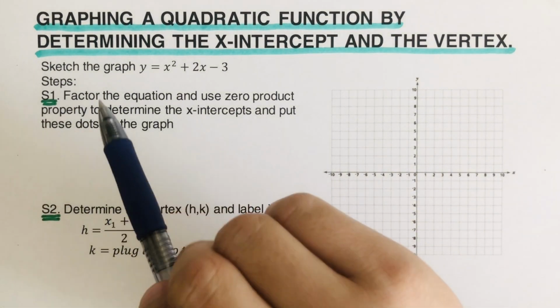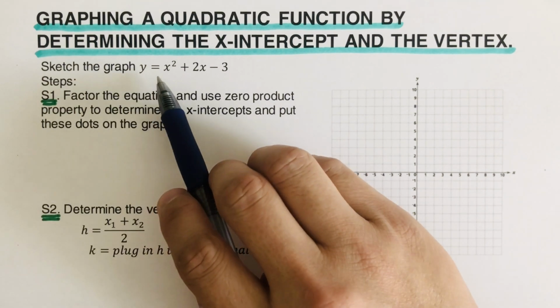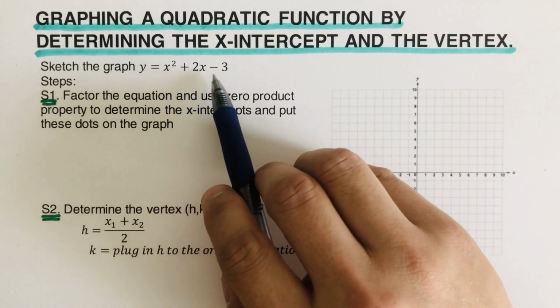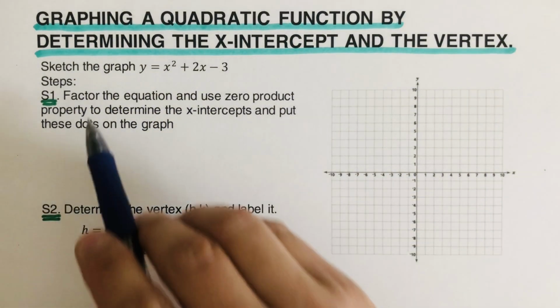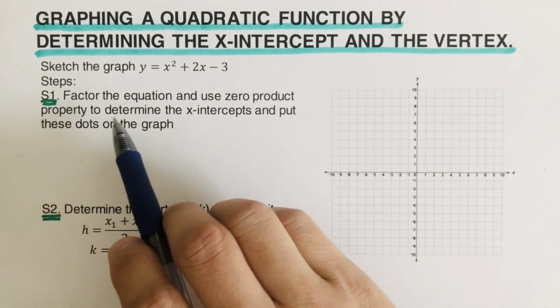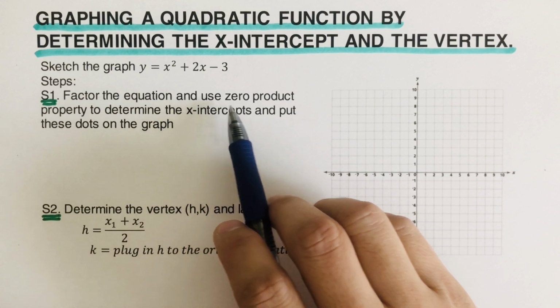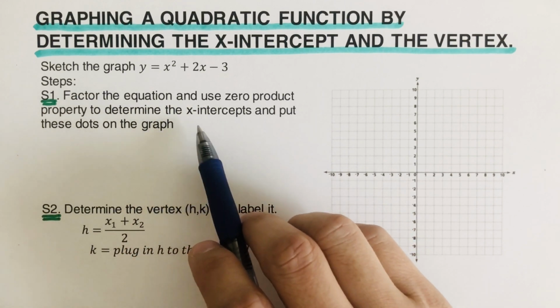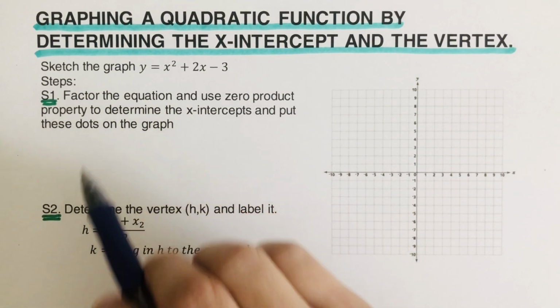So let's have an example. Sketch the graph of y equals x squared plus 2x minus 3. There are pretty much two steps here. We start with the first step: factor the equation and use the zero product property to determine the x-intercepts and put these dots on the graph.